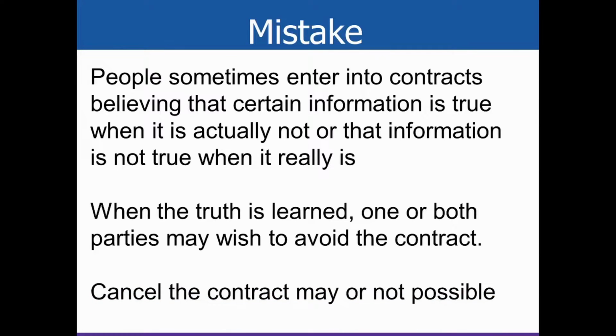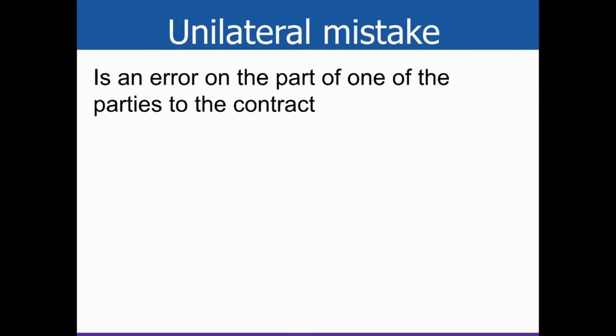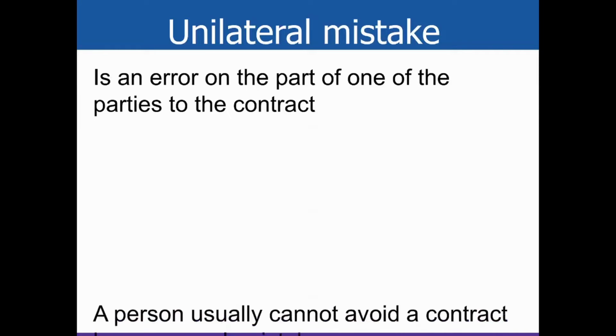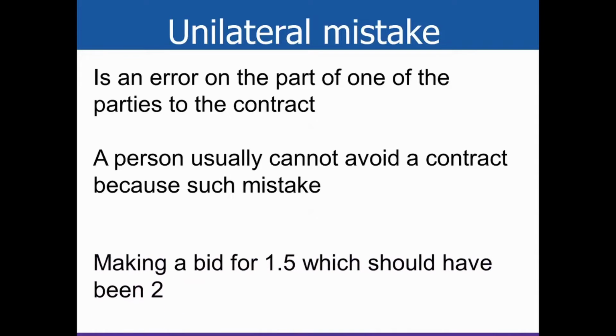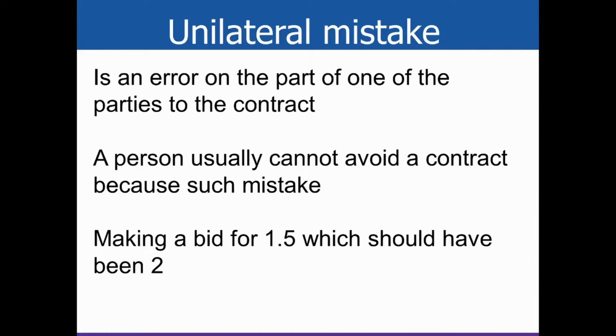You may cancel the contract. Okay, unilateral mistake. This is when there is an error on the part of one of the parties to the contract. A person usually cannot avoid a contract because of such a mistake, like making a bid for 1.5, which should have been 2.